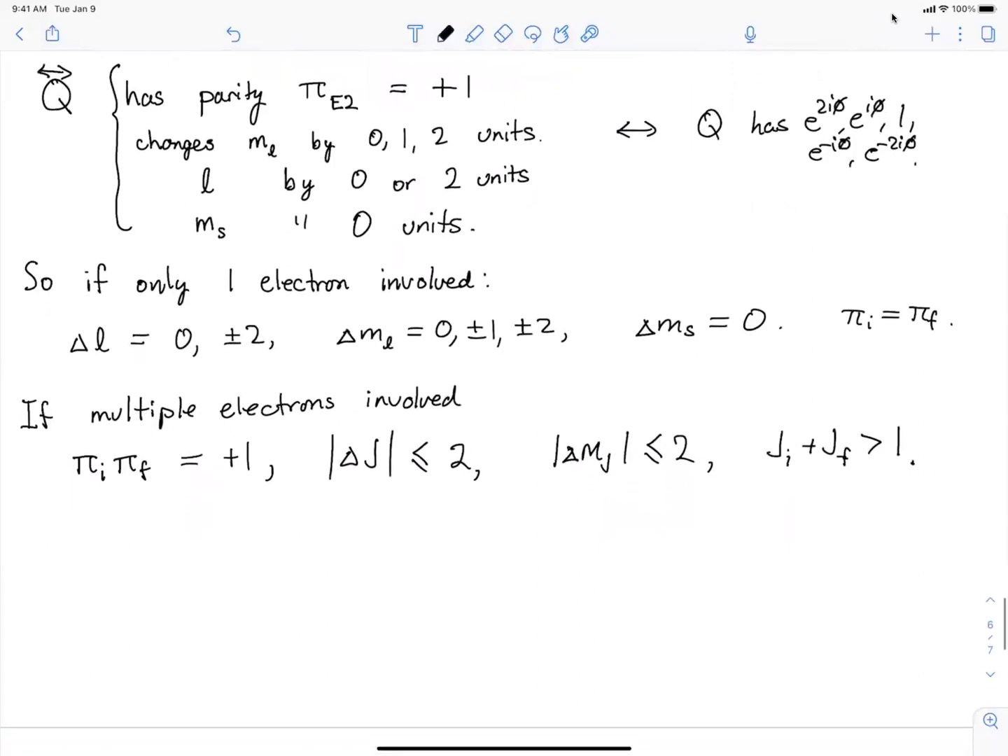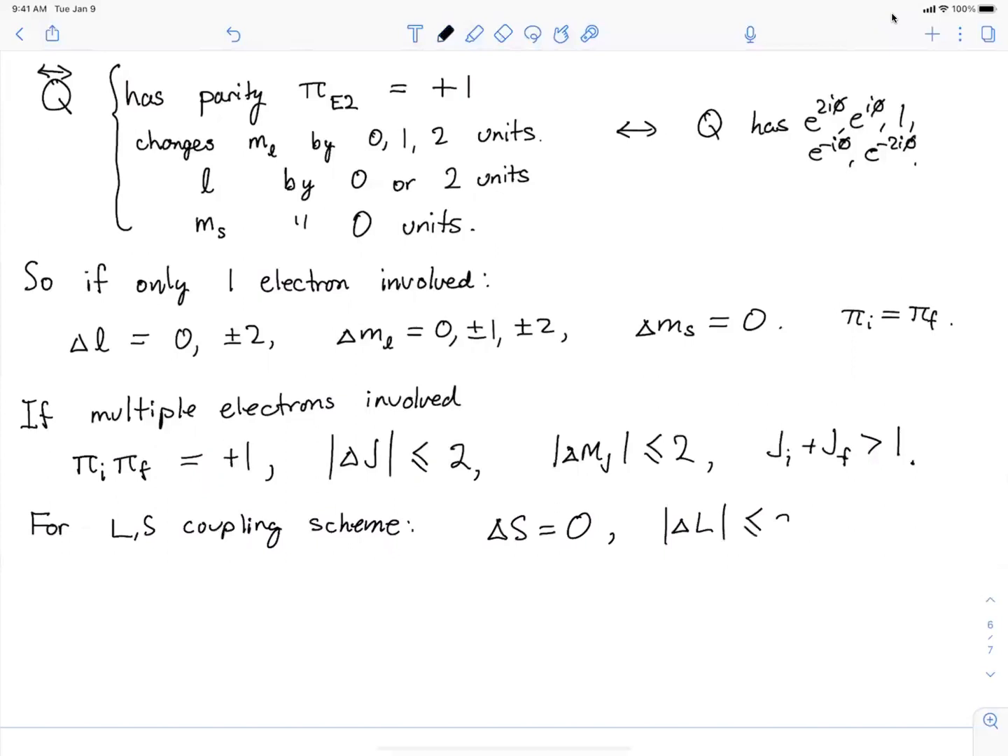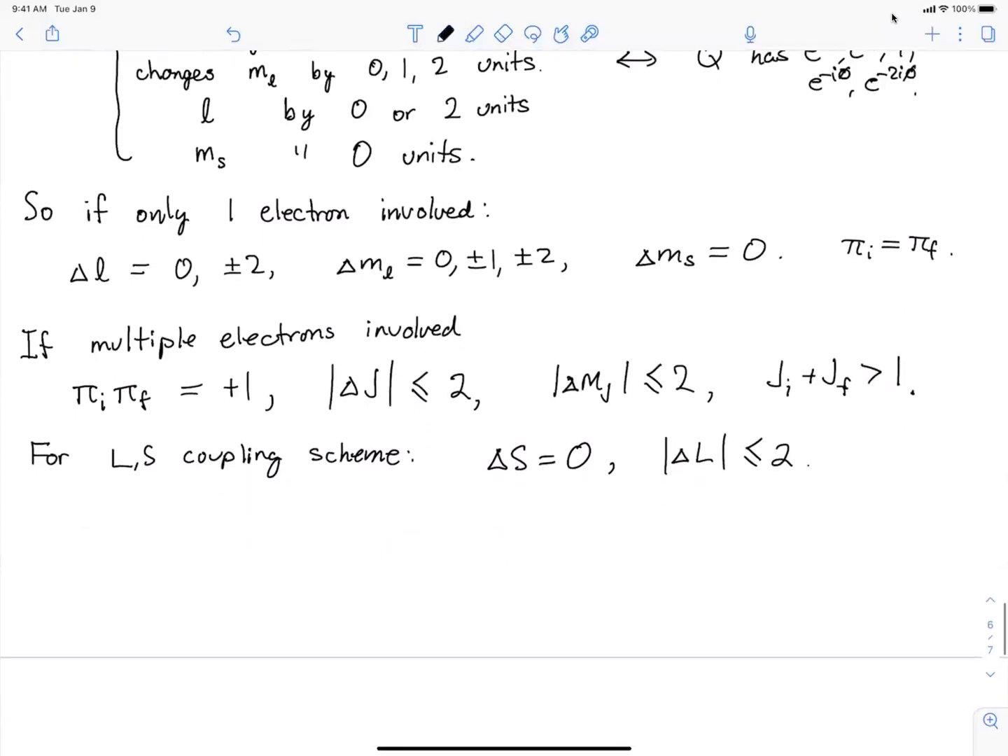So for the LS coupling scheme in particular, again, the total spin doesn't change, just because our operator didn't involve spin at all, and the total orbital angular momentum can be anything as long as it's not bigger than 2. Okay, so those are the electric quadrupole transition selection rules.